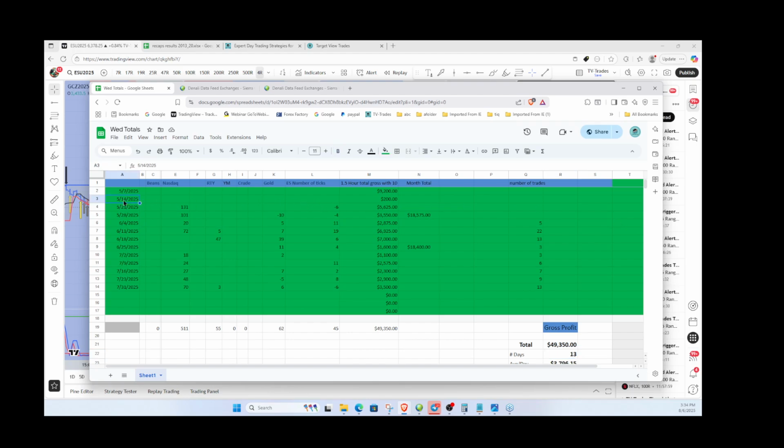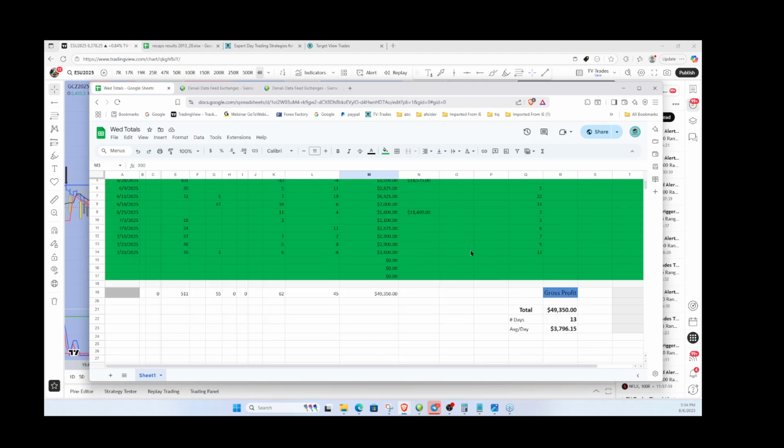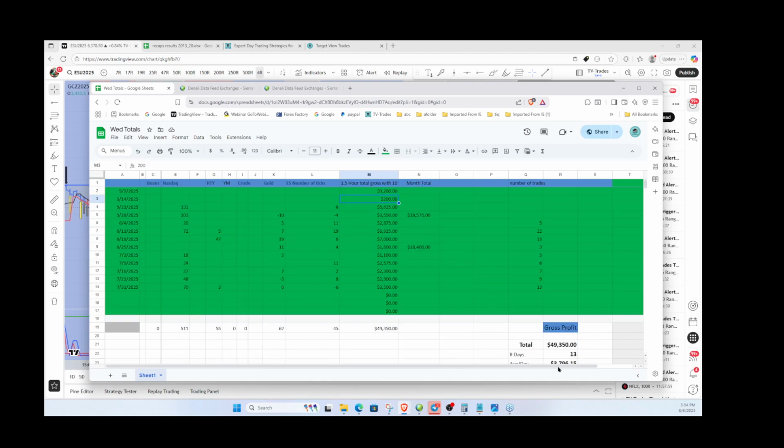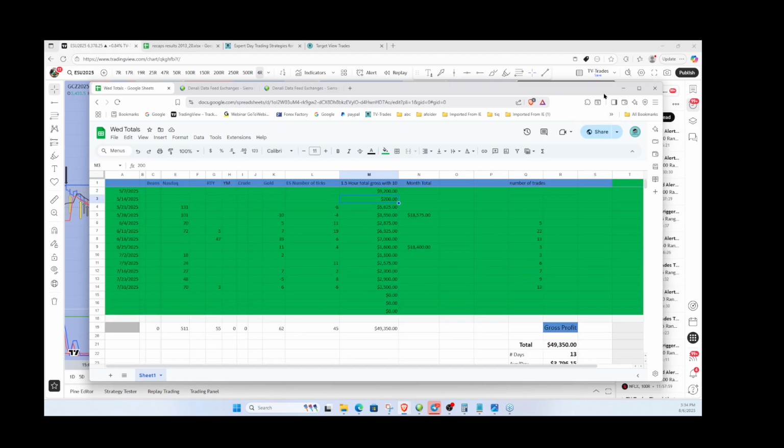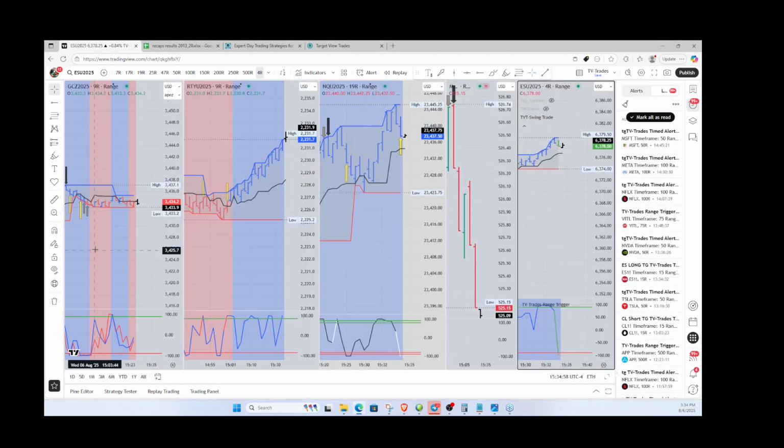Our lowest was this one right here. We had $20 with one contract, $200 with 10. I guess I could have gotten that on that NQ trade. I could have gotten more than that. But we're averaging $3,796 with 10 contracts, or $379 with one contract on the Wednesday afternoons. We've got a ways to go here. We had less than half an hour to get some trades here.